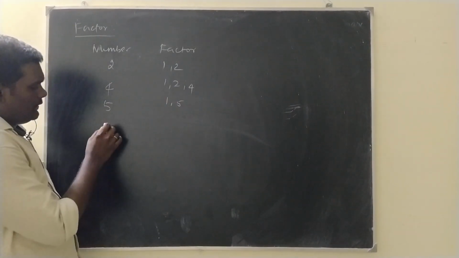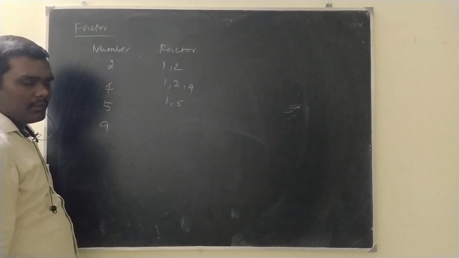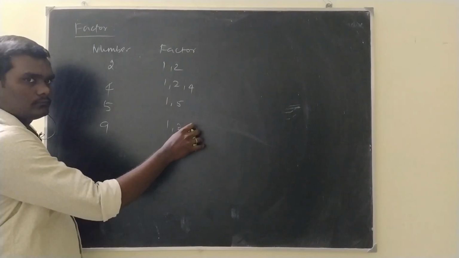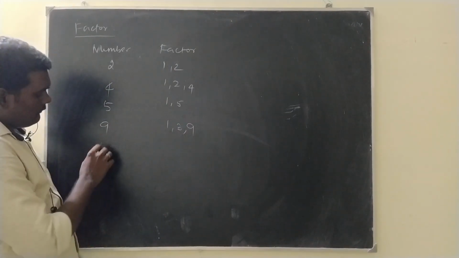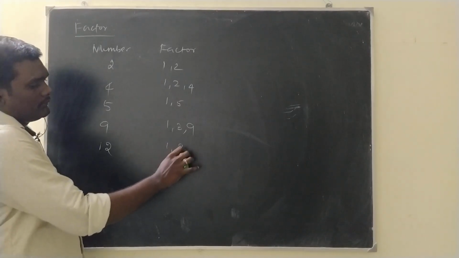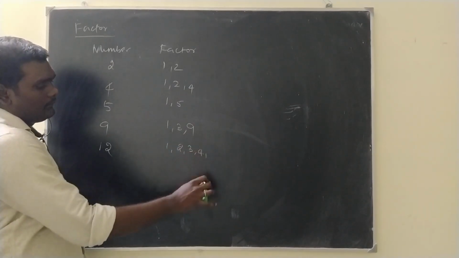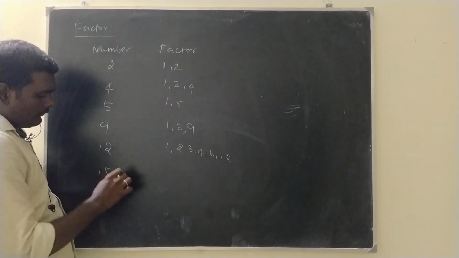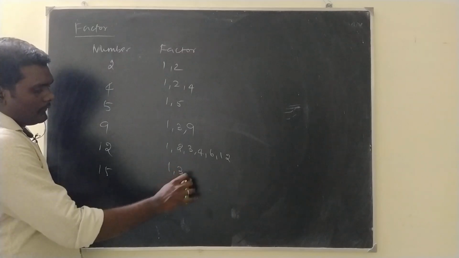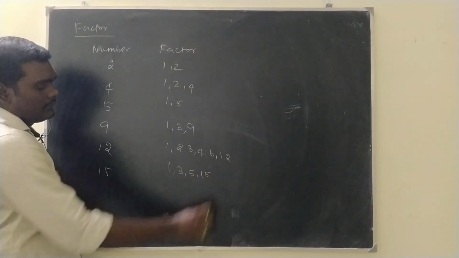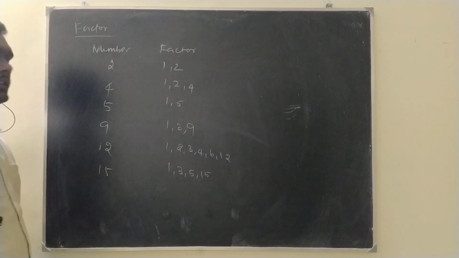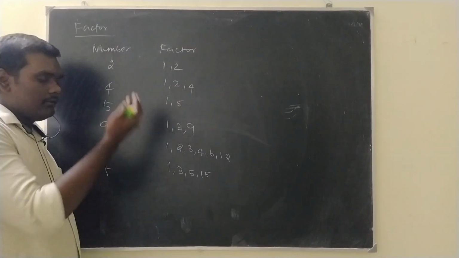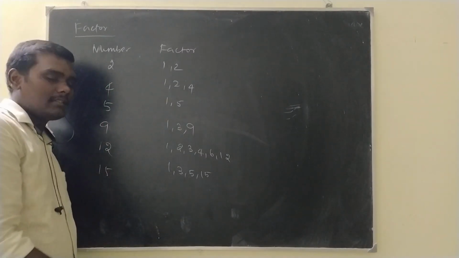1 and 5. And the number 9 I'll take. What are its factors? 1, 3 and 9. 12: 1, 2, 3, 4, 6, 12. 15: 1, 3, 5, 15. Then what we have done is factorization. We have factorized the numbers. We listed out the factors of the numbers.